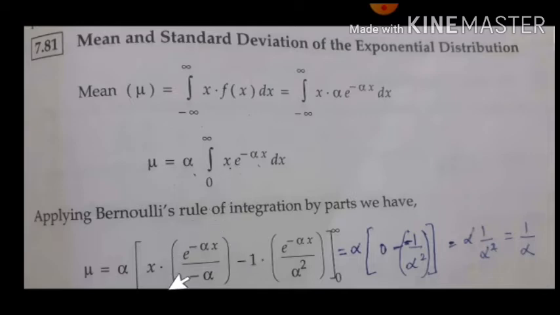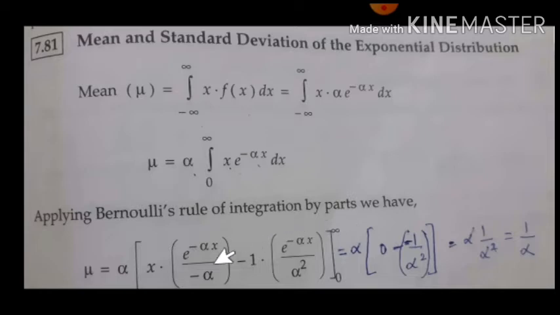Again, integration of this bracket, minus alpha will be as it is. Integral of e to the power of minus alpha x is e to the power of minus alpha x by minus alpha. So minus minus become plus alpha square. Then differentiation of 1 is 0. Hence third term we are not writing. Then apply the limit 0 to infinity.